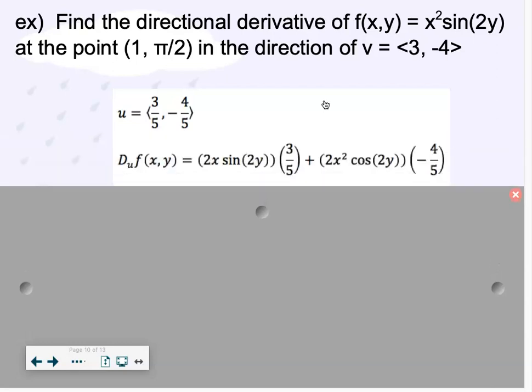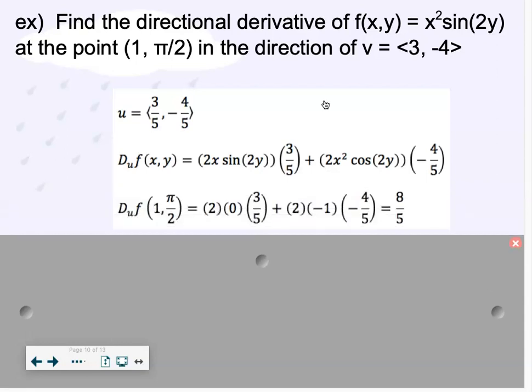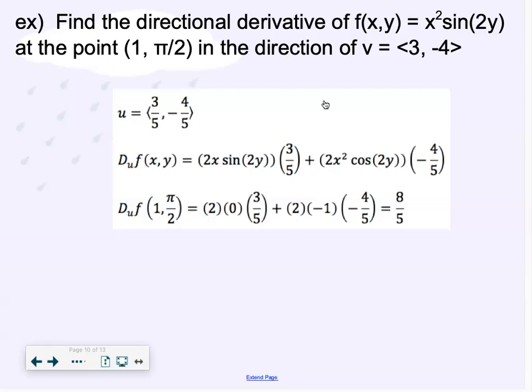And then you can do your dot product. So 2x sine 2y times 3/5 plus x squared cosine 2y times 2 times -4/5. And then plugging in your points, you end up with an answer of positive 8/5. Was it positive? Okay, positive. All right, good.